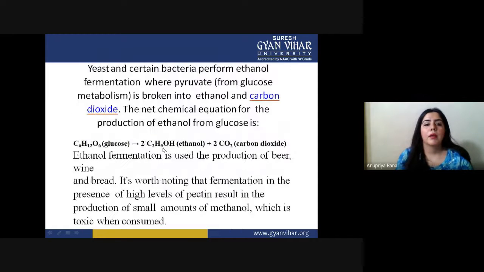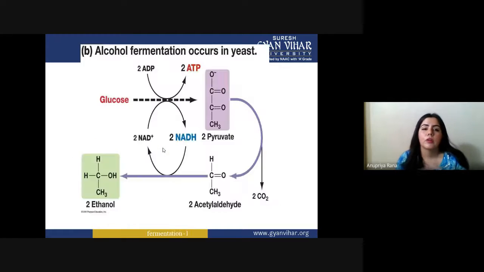You can see here, rather than changing from pyruvic acid to acetaldehyde, it will use carbon dioxide as the byproduct. Yeast and certain bacteria perform ethanol fermentation, where pyruvate from glucose metabolism is broken down into ethanol and carbon dioxide. The net chemical equation for the production of ethanol from glucose is glucose converted into ethanol plus carbon dioxide. Ethanol fermentation is used in the production of beer, wine, and bread. It's worth noting that fermentation in the presence of a high level of bacteria results in the production of a small amount of methanol, which is toxic when consumed. So basically, these are the side products that can be made along with different other fermentation products. You can see alcohol fermentation occurs in yeast from glucose.